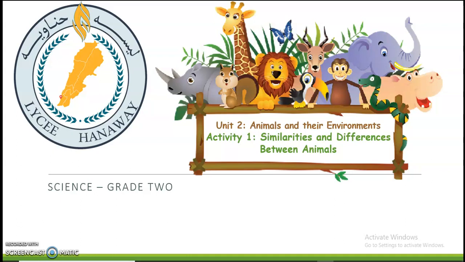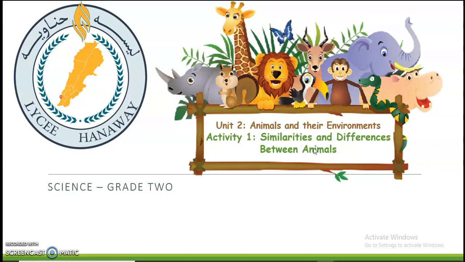So, today we are going to read the conclusion of the first part of our lesson, then we will do an exercise about it. Okay? So, as you know, we are still in Unit 2, Animals and Their Environments, Activity 1, Similarities and Differences between Animals. We said that animals are similar in some ways and different in other ways.